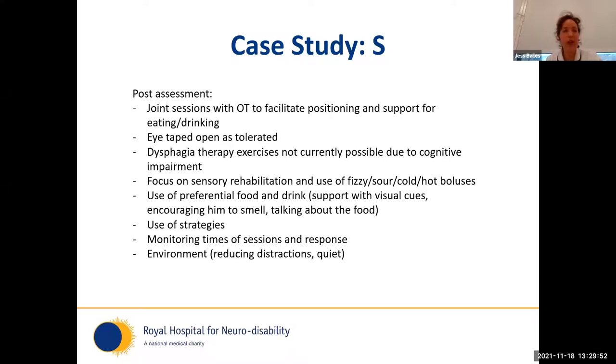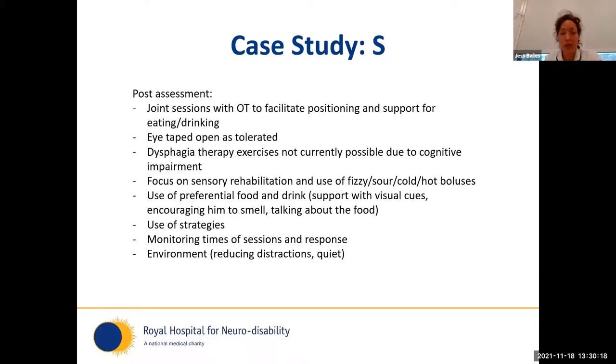We can't do dysphagia therapy exercises, but I've been focusing on sensory rehabilitation and using fizzy drinks, sour, cold, hot boluses, with the hypothesis that this may help him make his pharyngeal swallow trigger more prompt, and maybe make him more sensate to the residue that he obviously sometimes has.